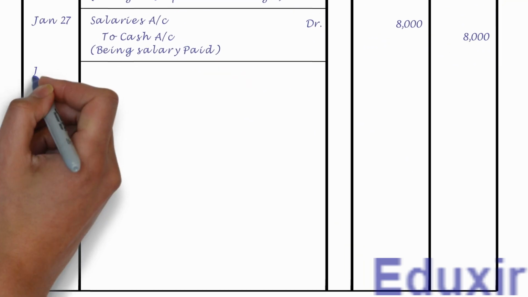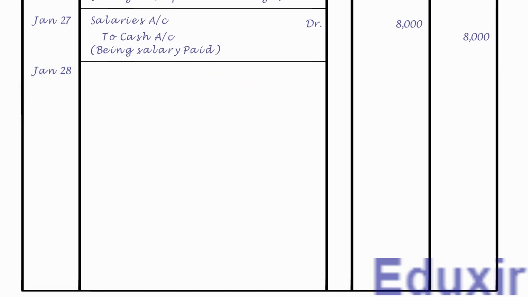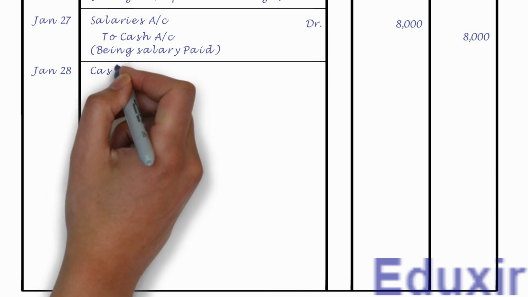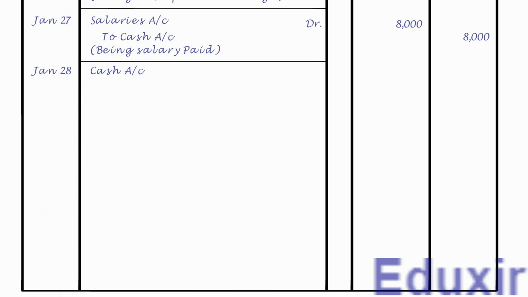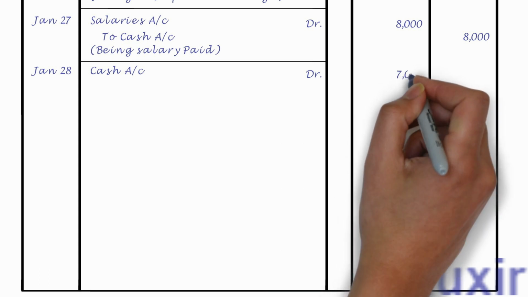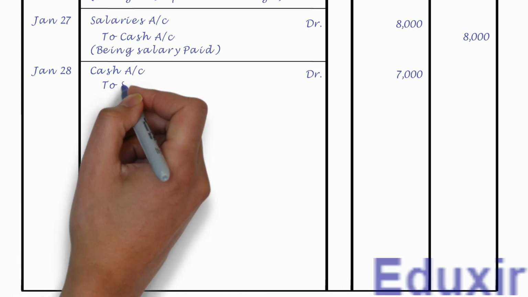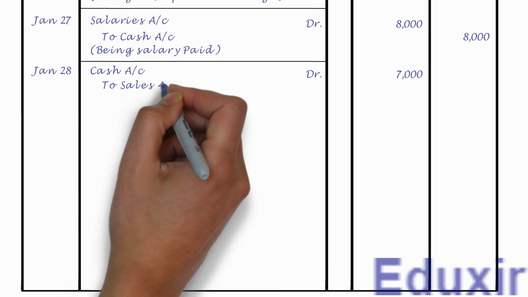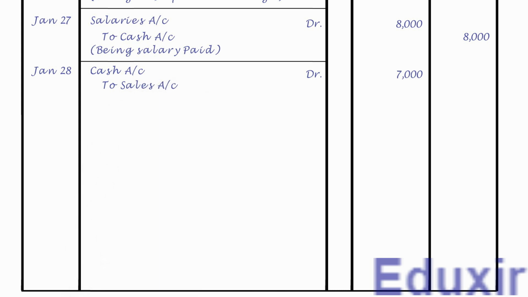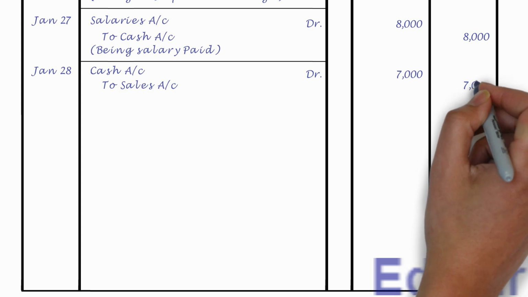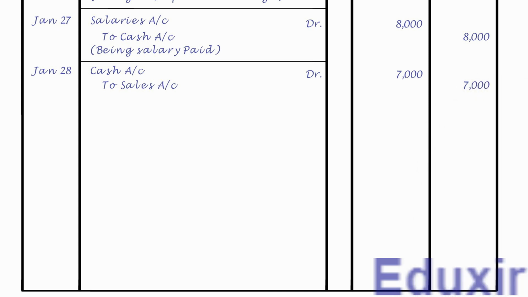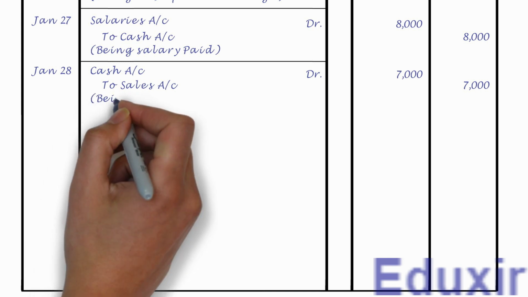Let us first record the date. Let us now record the cash account as the debit entry. Let us also write the text DR to indicate that this is a debit entry. Let us also write the debit amount of 7,000 rupees into the debit amount column. Leaving a margin, let us record the sales account as the credit entry. Let us also write the credit amount of 7,000 rupees into the credit amount column. Let us now record the narration or description of this transaction, that is, being goods sold for cash.